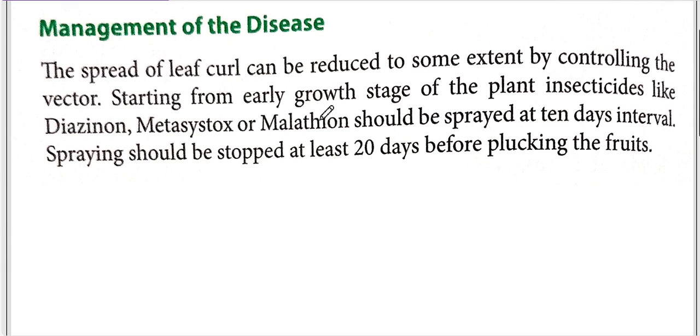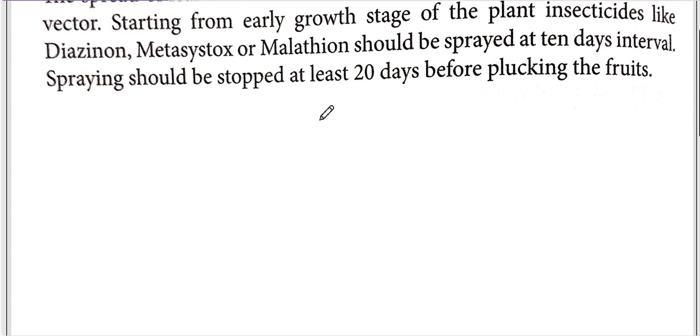Management of the disease. The spread of leaf curl can be reduced to some extent by controlling the vector. Starting from early growth stage of the plant, insecticides like diazinon, metasystox, or malathion should be sprayed at 10 days interval. Spraying should be stopped at least 20 days before plucking the fruits.